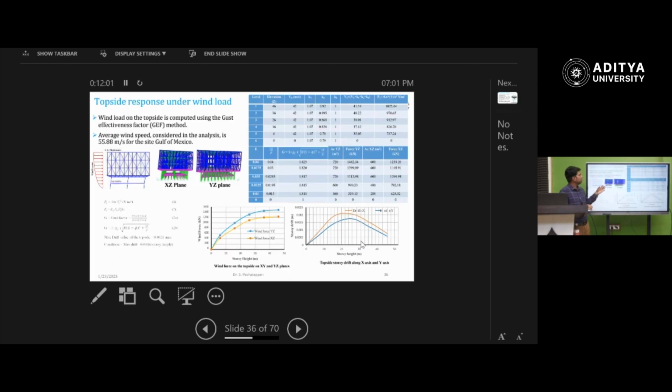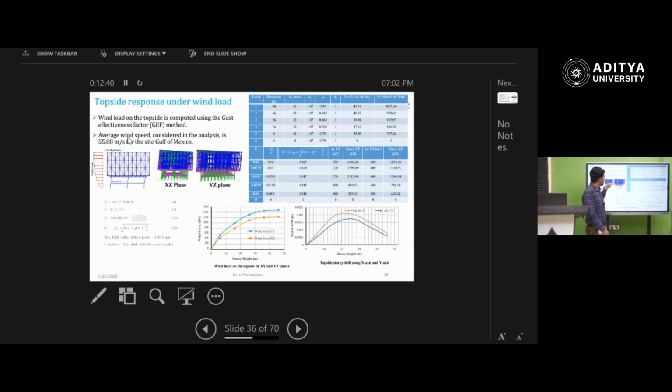So, and then the topside offshore structure is examined under the action of wind load. What I have done here, the wind loads are calculated based on the gust factor method as per the IS codes. Since this topside is located in the Gulf of Mexico, it's a real structure, located over there. There the wind velocity is 55.88 meters per second, which was incorporated in the equations.